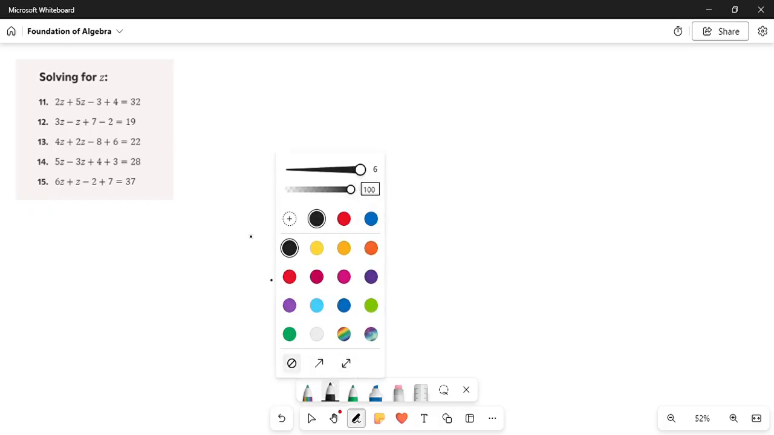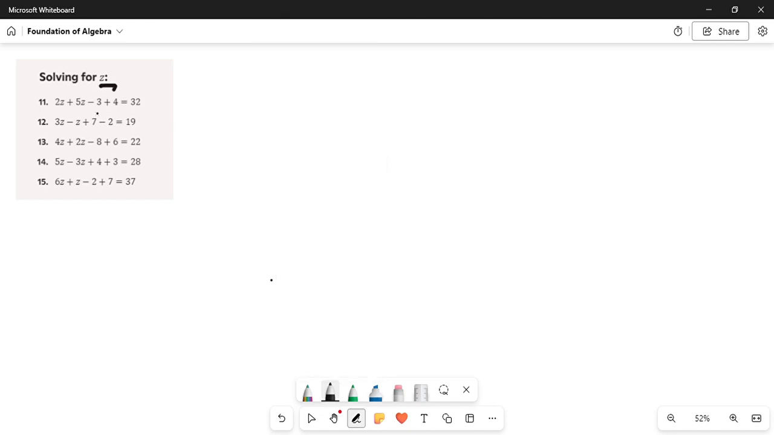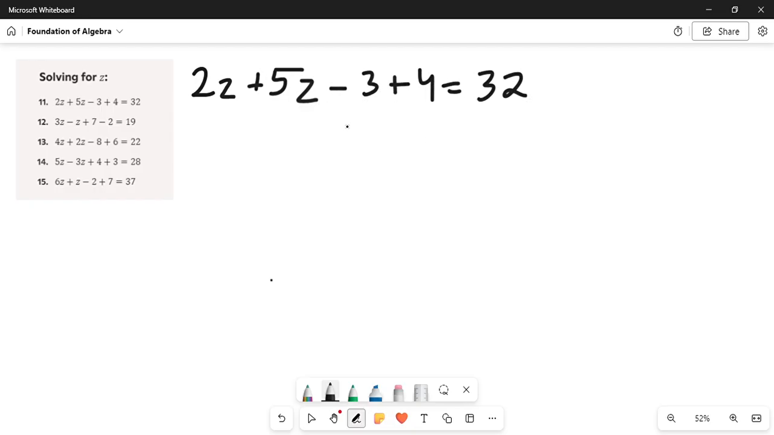So let's start here with the very first question. Okay, so the very first question is 2Z plus 5Z minus 3 plus 4 equals 32.